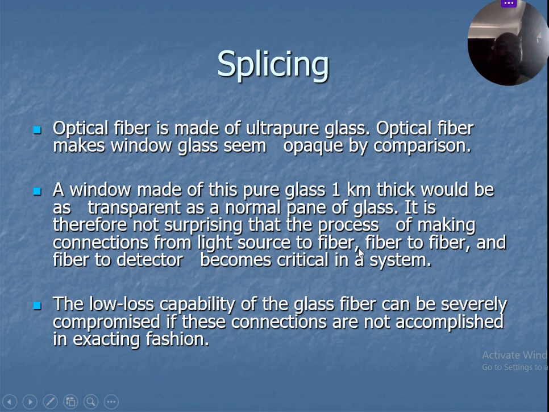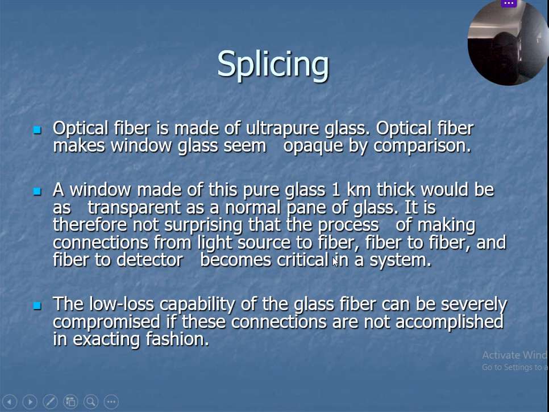Windows made of this pure glass 1 kilometer thick would be as transparent as a normal pane of glass. It is therefore not surprising that the process of making connections is critical: from the light source to fiber, like your diode laser to the fiber itself, or from fiber to fiber if you splice them, and also from fiber to your detector. Splicing is joining two fibers together, and we're going to talk about the methods for splicing.